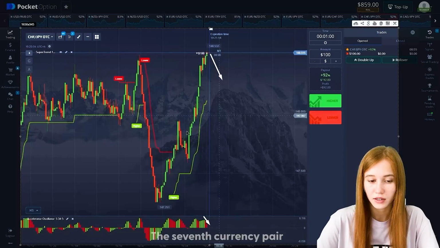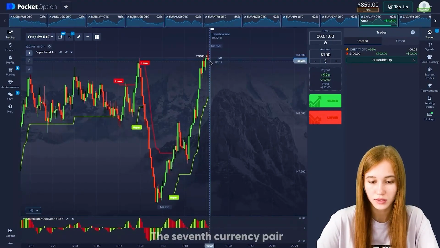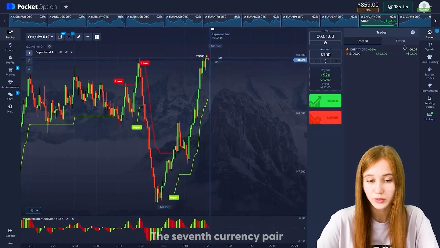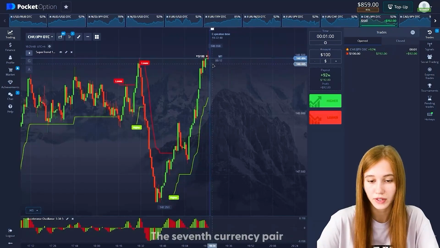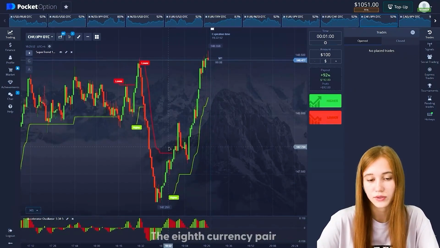Although the zigzag shows that the trend is upward, so let's see. 10 seconds left. Some corrections we see. 3 seconds left. And plus the yield, $92, good.